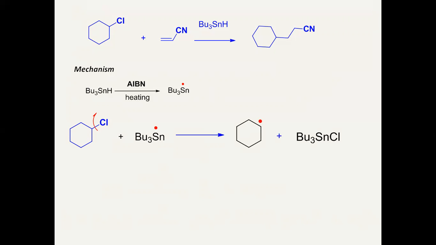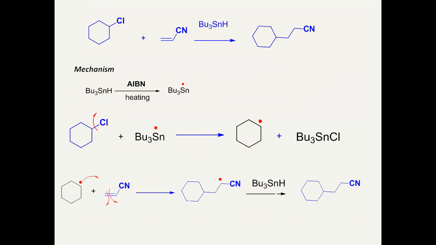If you are using bromide, the same happens. This cyclohexyl radical reacts with the alkene, the alkene undergoes homolytic cleavage, and addition takes place. Free radical generation takes place. This free radical reacts with a second molecule of tributyl tin hydride, abstracts hydrogen, and generates the tributyl tin radical. That will attack the next molecule, and in this way the reaction continues as a chain reaction.